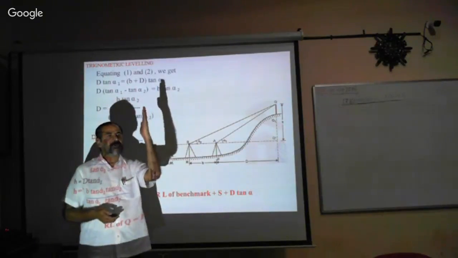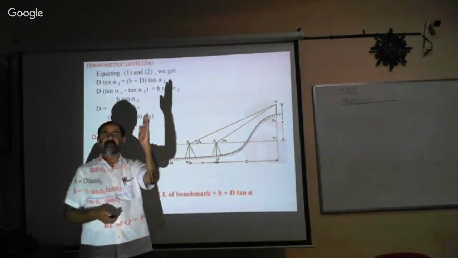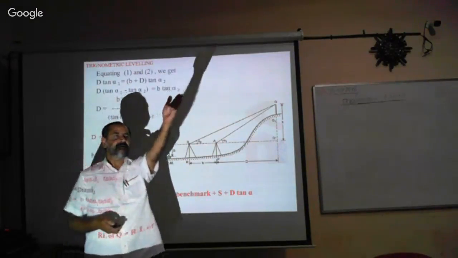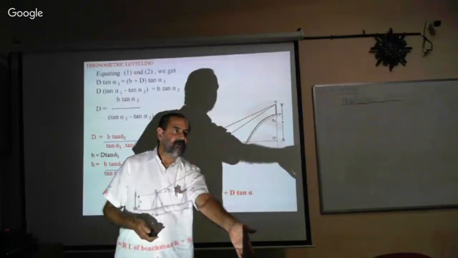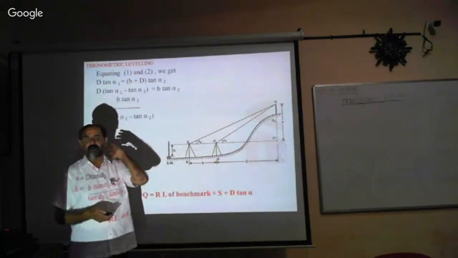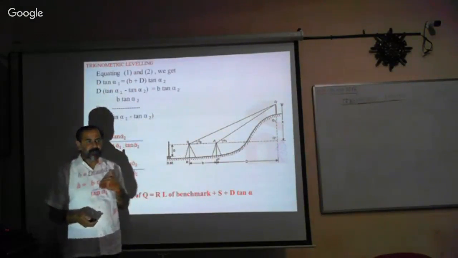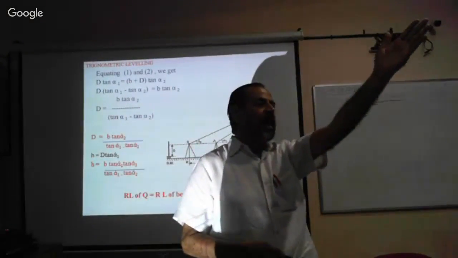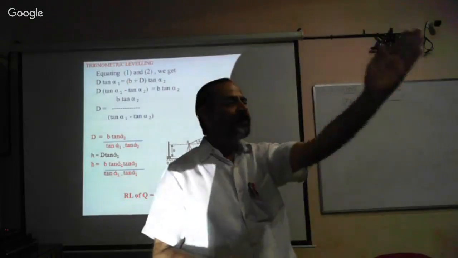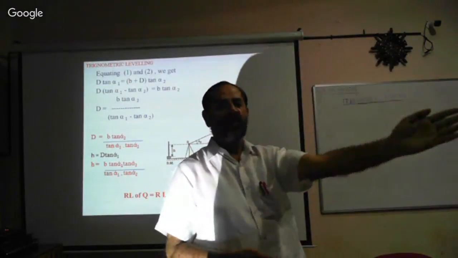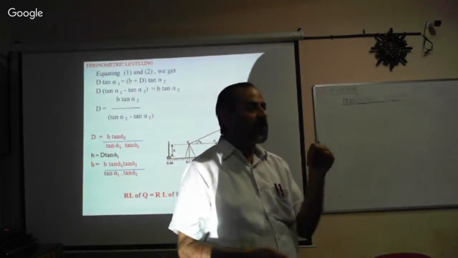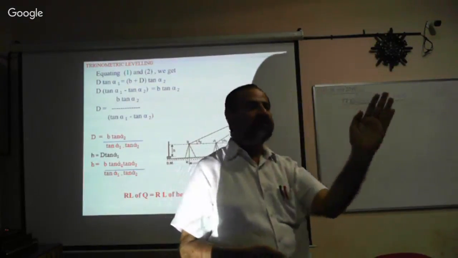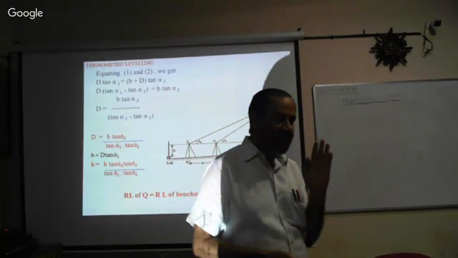Now all these three are in the same vertical plane. This method is also called the single plane method. The object, instrument station 1 and instrument station 2 are all lying in the same vertical plane. Therefore this method is called the single plane method. Understood? Got it?